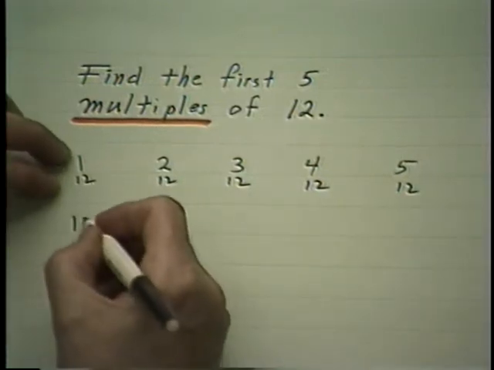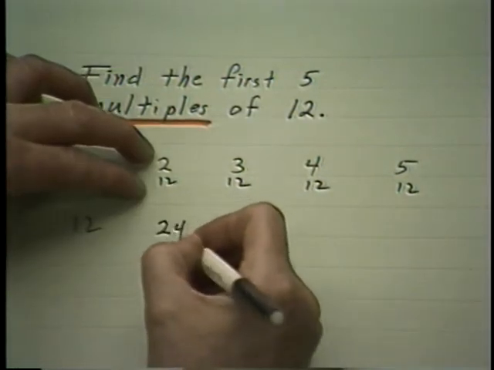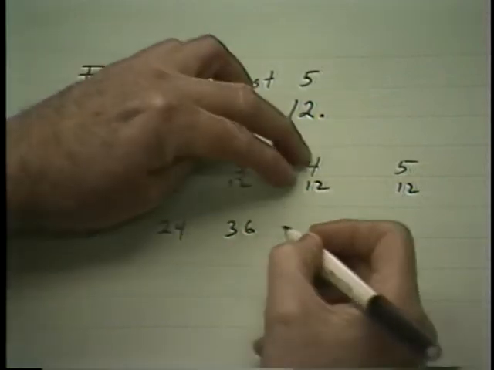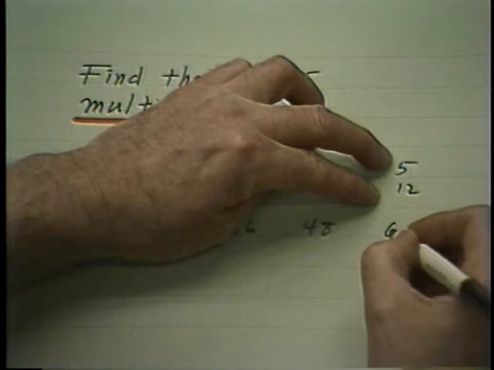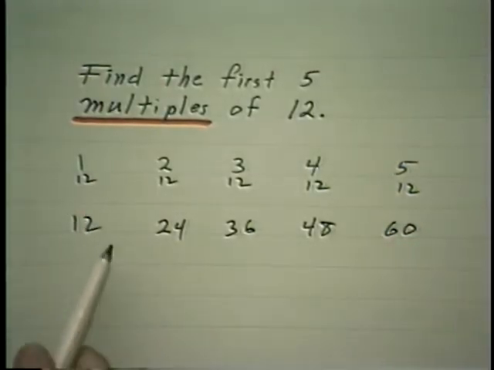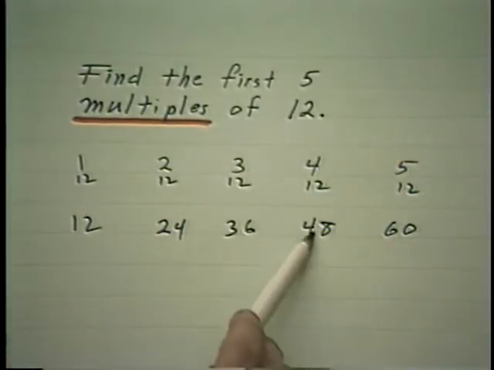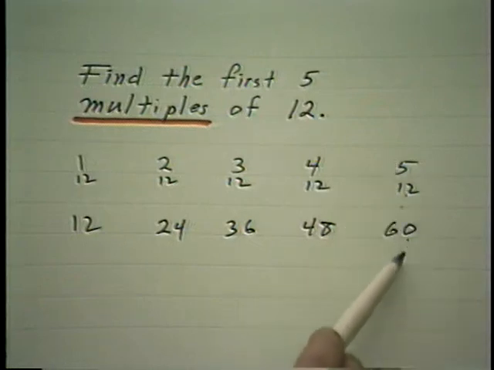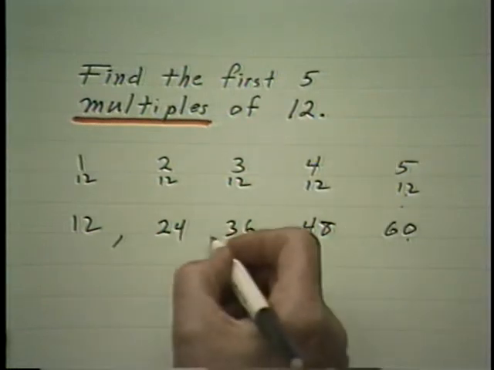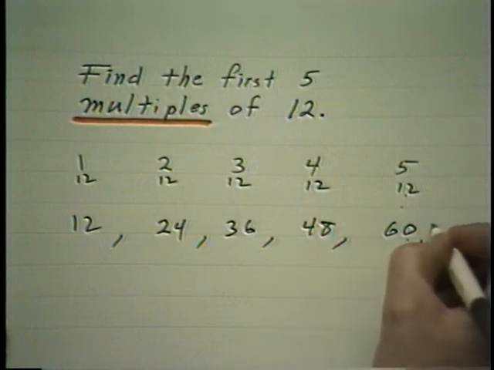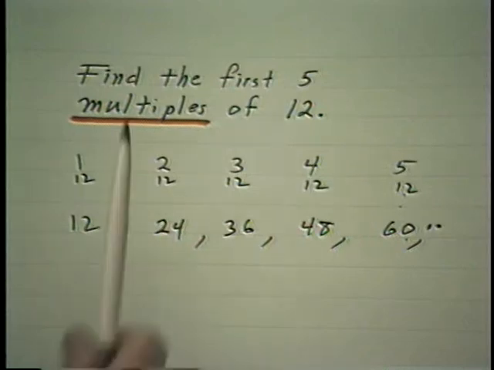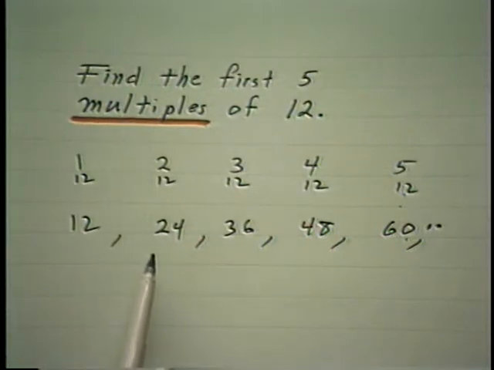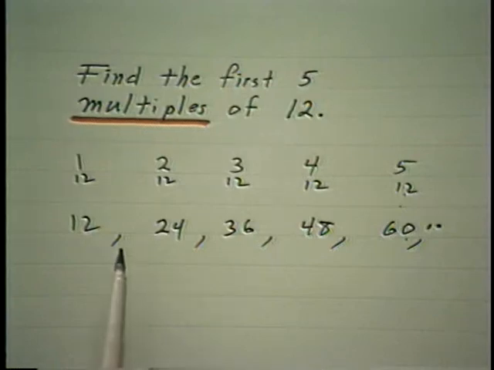1 times 12 is 12, 24, 36, 48, 60, and we have the first 5 multiples of 12. And of course this list goes on forever. But these are the first 5. A simple idea, a very simple idea, but very, very important.